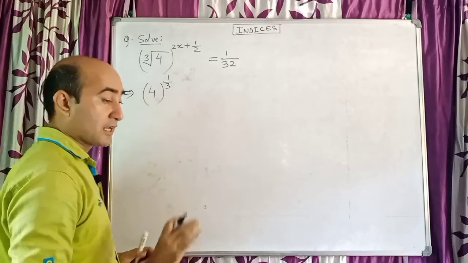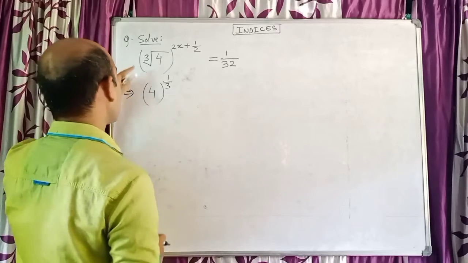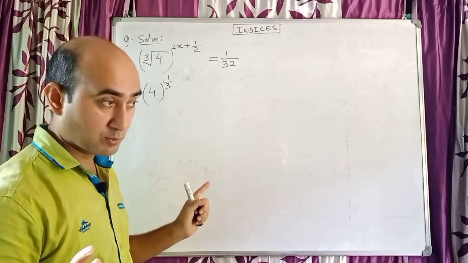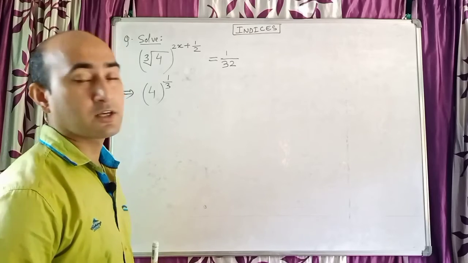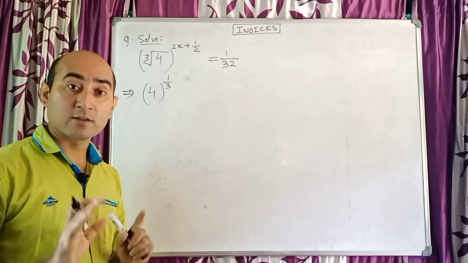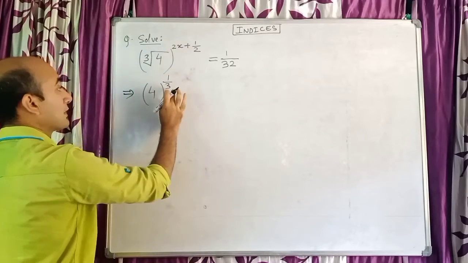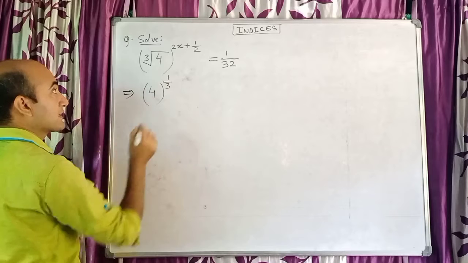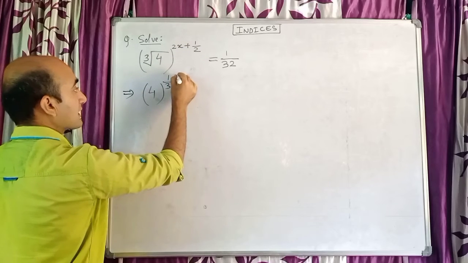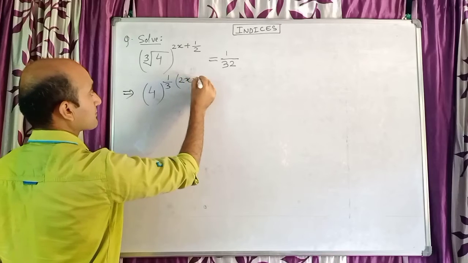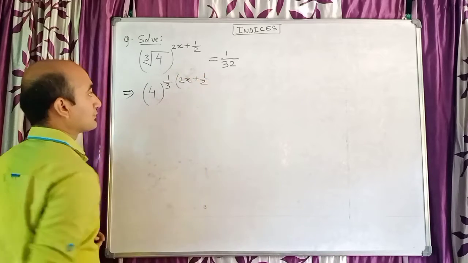I have said in my formula list, when there is a cube root, you have to write power 1 by 3, and the cube root is removed. When there is a square root, you write power 1 by 2, and the root is removed. So here the cube root is removed because I wrote 3 as 1 by 3, and my external power already available is 2x plus 1 by 2.